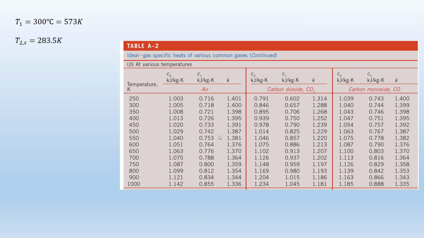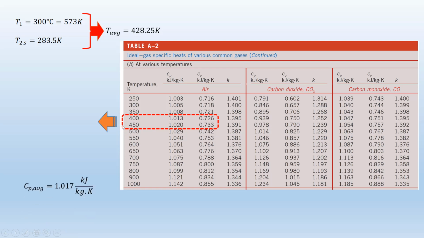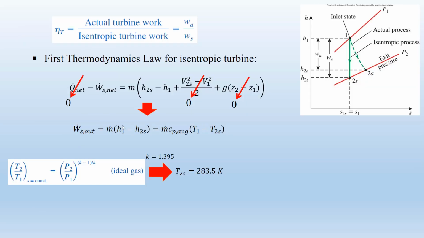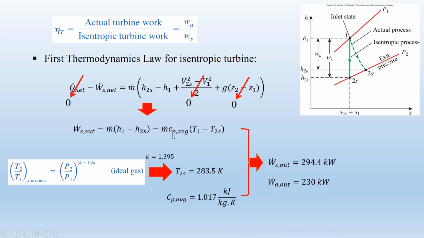Okay, to find the CP average, first you need to calculate the T average. We have the T1, T2, and then you can calculate the T average. Then you can use table A2, and this temperature is between 400 and 450. You can use interpolation to find the CP average. Now you have everything, and you can find the W dot S, correct? The CP average is known, the M dot is 81 kilograms per second, T1 is known, T2S is known, CP average is known. If you substitute here, you can calculate the W dot S, or W for the isentropic turbine.